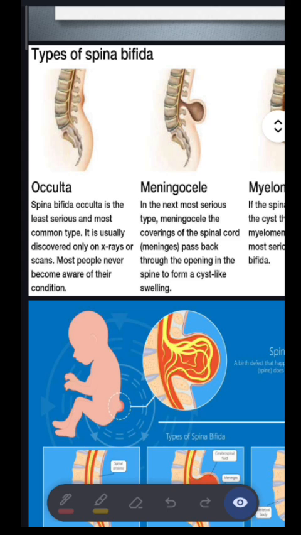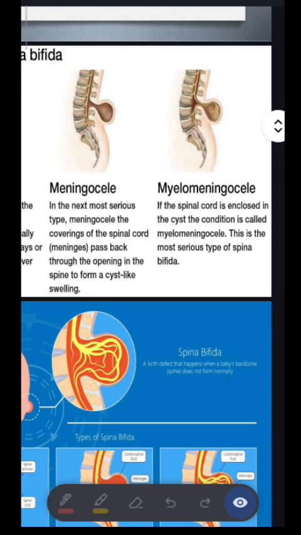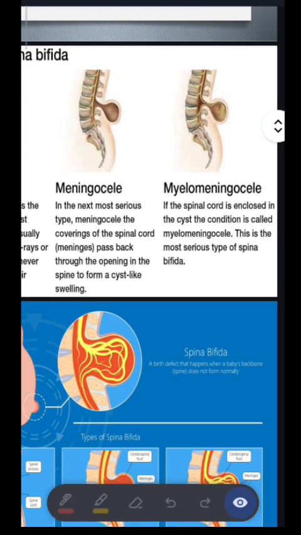Then about the third one, myelomeningocele. If the spinal cord is enclosed in the cyst, this condition is called myelomeningocele. This is the most serious type of spina bifida.